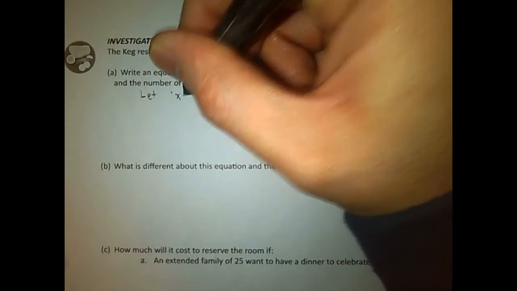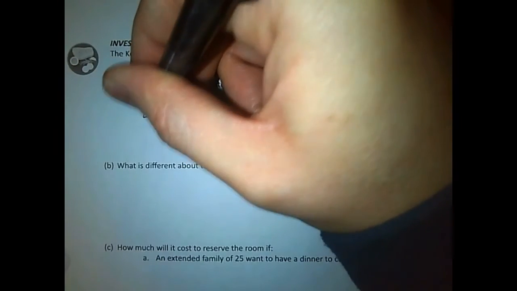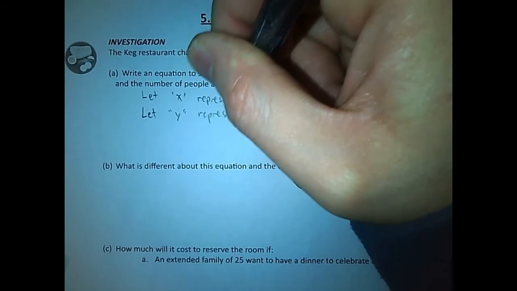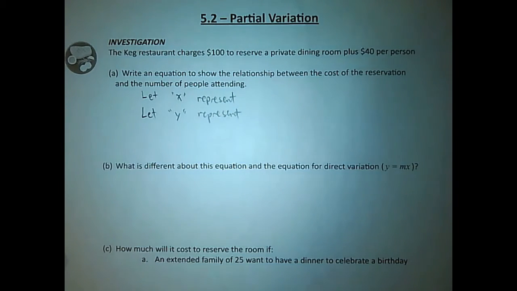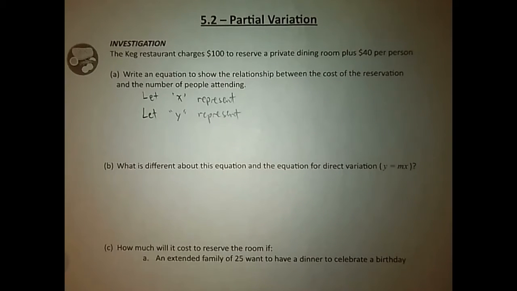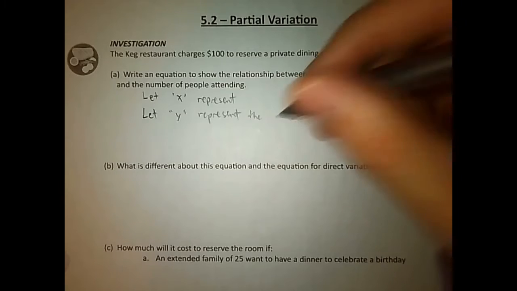Let x represent something, and let y represent something. So what's kind of changing in this question? Well, what thing depends on the other? We can think of that too for independent variables. So it looks like money's involved. So we talked about for independent variables, anything involving money is usually a dependent variable. So let y represent the total cost, let's say.